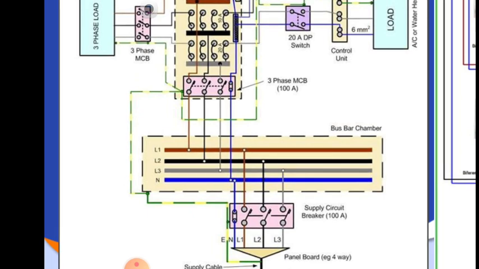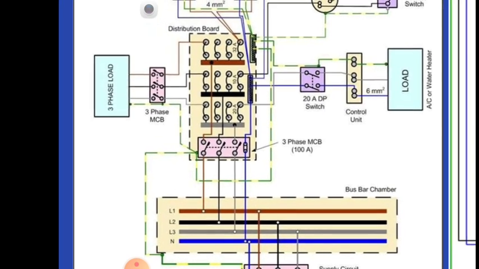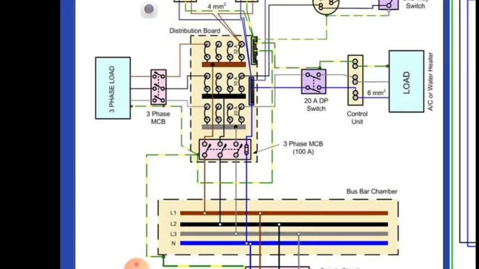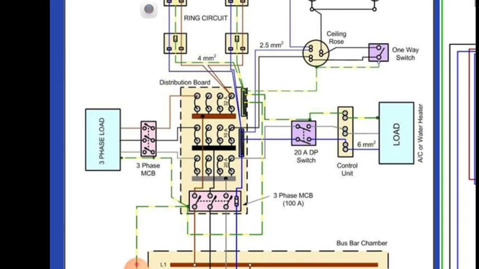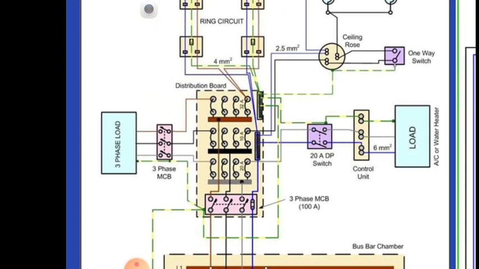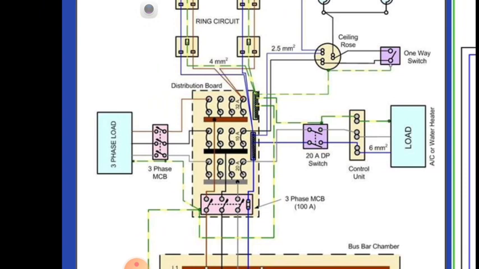In the bus bar chamber is provided. From the bus bar chamber we are taking the 3-phase MCB, nearly 100 amperes. From the 3-phase MCB, that is a group MCB, further R phase, Y phase, B phase is subdivided, and from this if required a 1-phase and neutral is taken from the bottom side, and 3-phase supply goes to the 3-phase load.